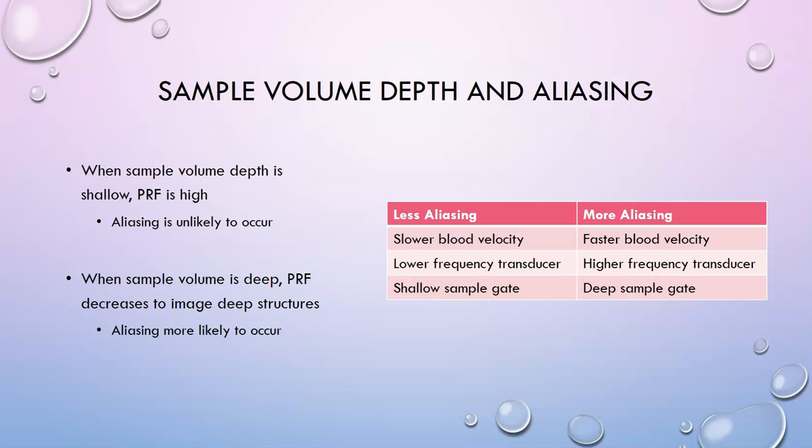So let's talk about sample volume depth and aliasing. Okay. Sometimes when your sample volume depth is too low, then as you know, the deeper you go, the lower your PRF must be, the longer your pulse repetition period must be. And so the slower the PRF must be. So when you go deep with your sample volume, you're going to run into a situation where you're limited by the depth of how high your PRF can be. And in that situation, aliasing is more likely to occur.